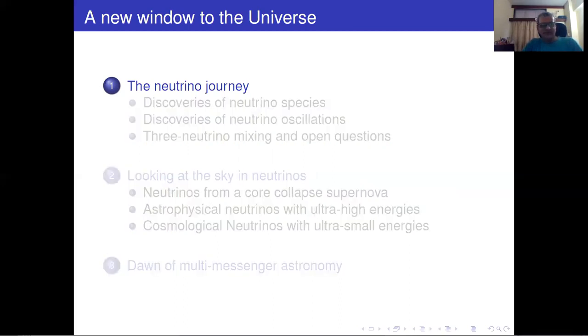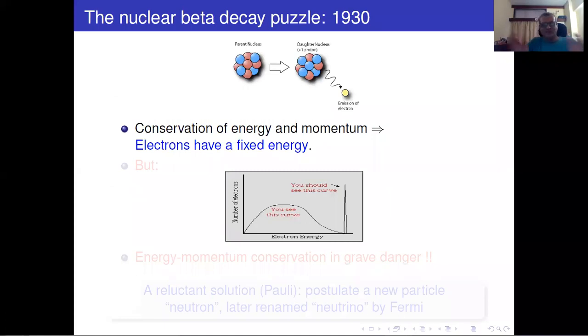Okay. So let's start with the journey of neutrinos, starting with the discovery of neutrino species. Some of these you may have heard of, some of these you may not have, but things are interesting at any point of time, so even pay attention. So the first story is the story of nuclear beta decay, which was discovered perhaps in the first decade of the 20th century.